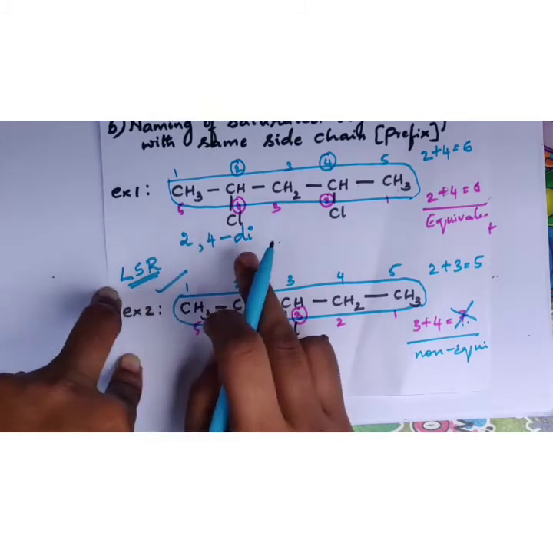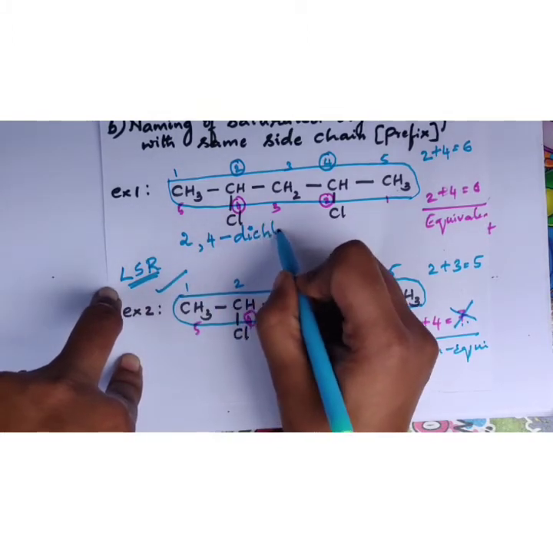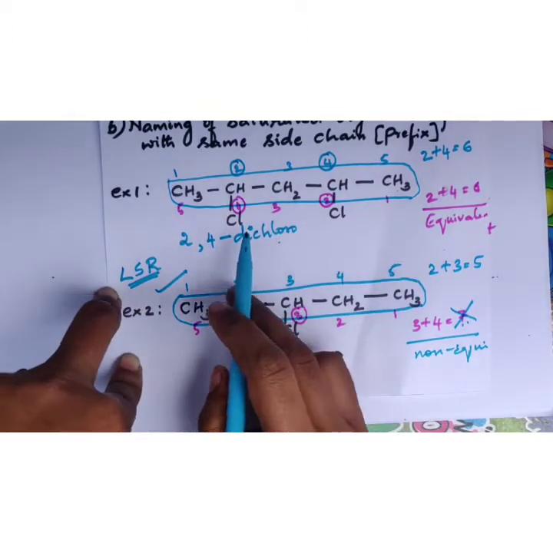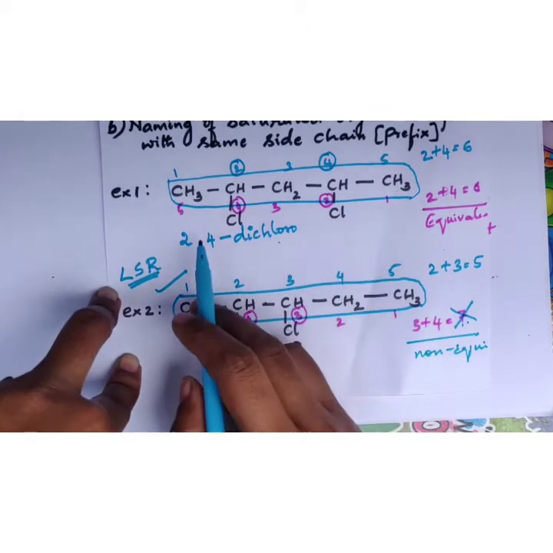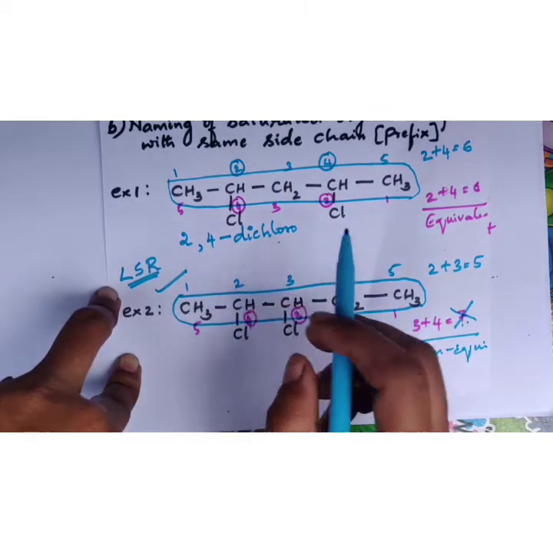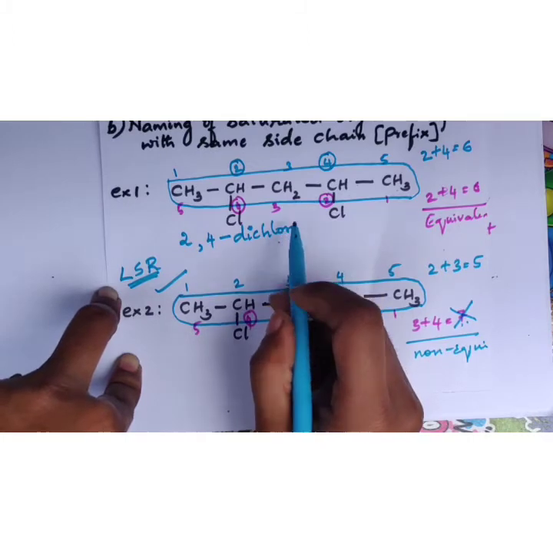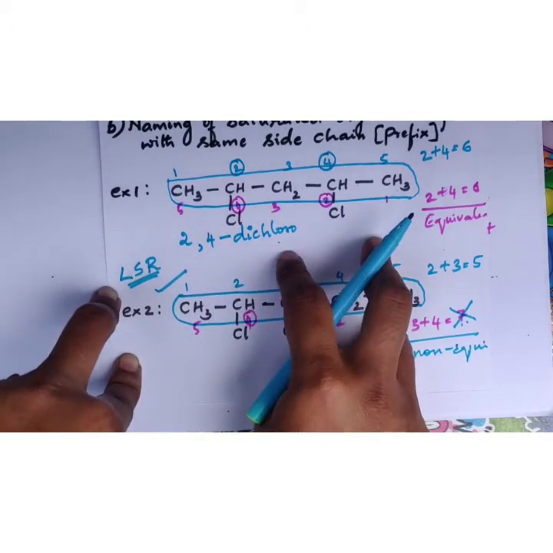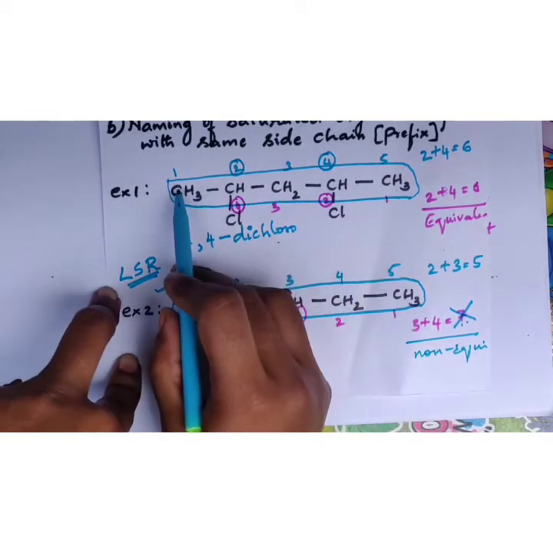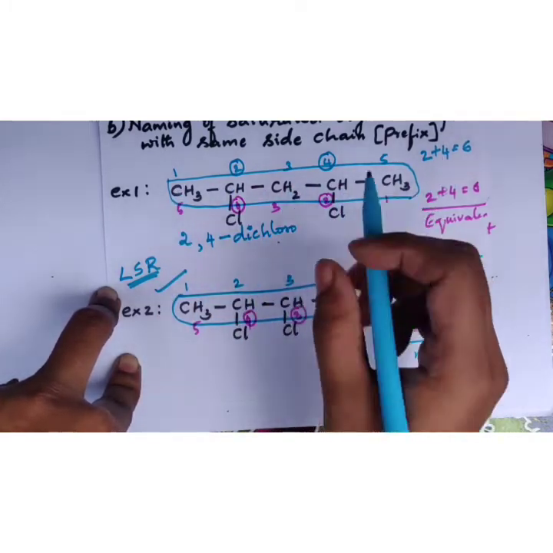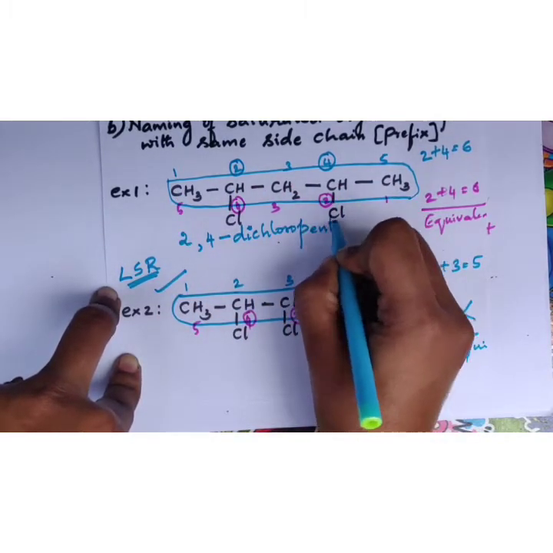2, 4, di. It is chloro. Is there any other prefix here? There is no other prefix here. So it is 2, 4, dichloro. Next come to the root word. First prefix we have to write. Next we have to write the root word. So what's the root word? 1, 2, 3, 4, 5. So it is pent.